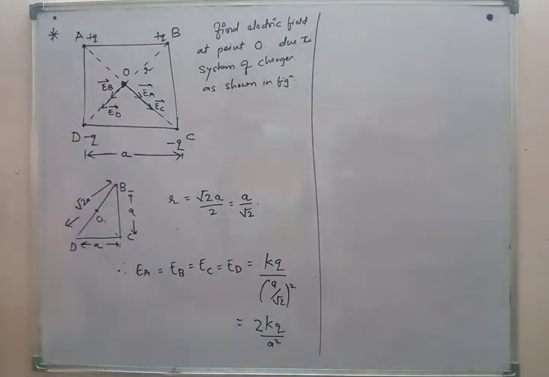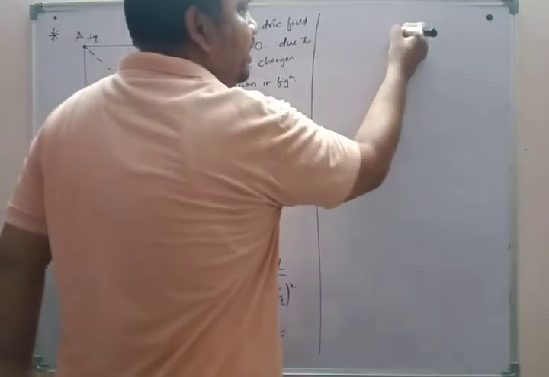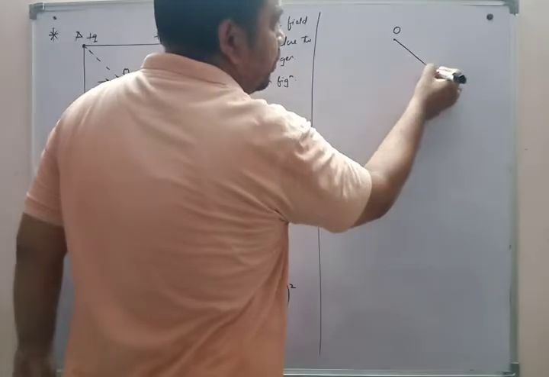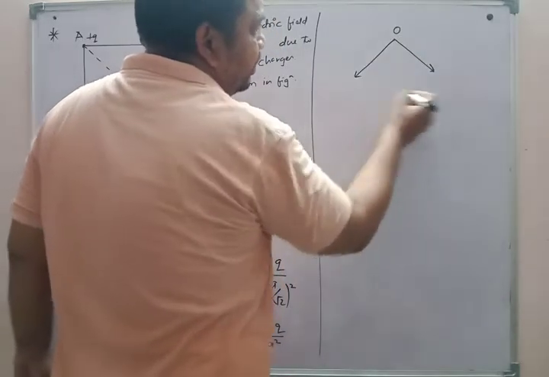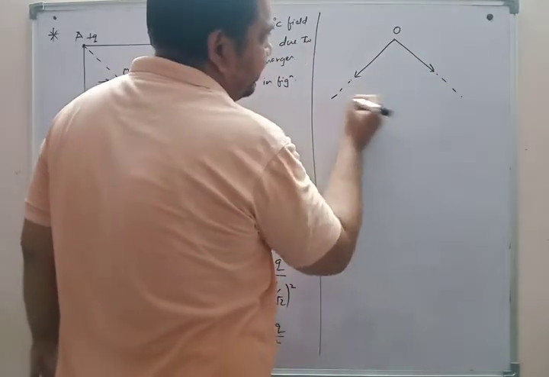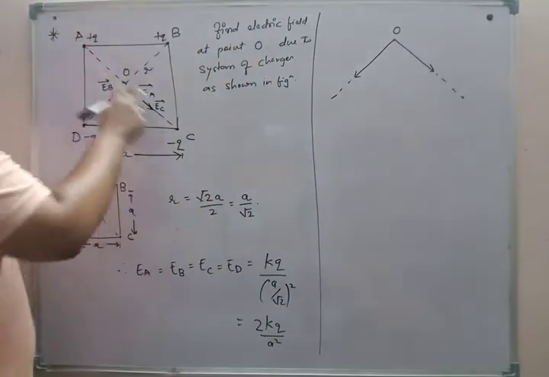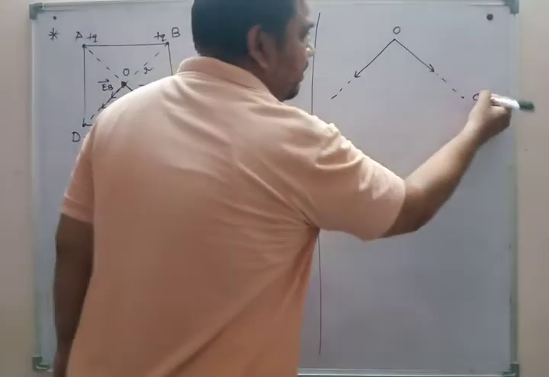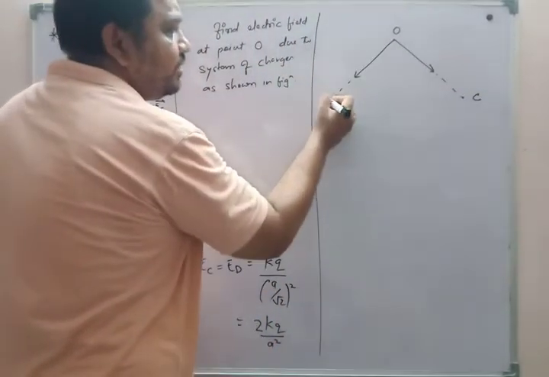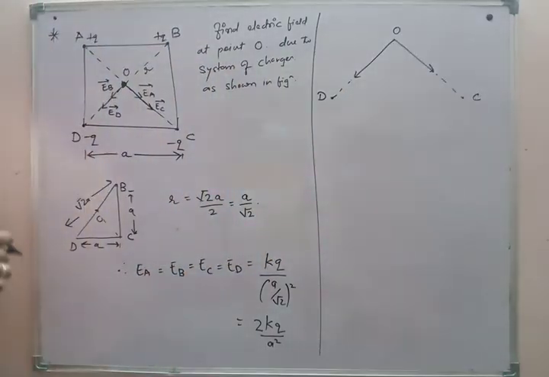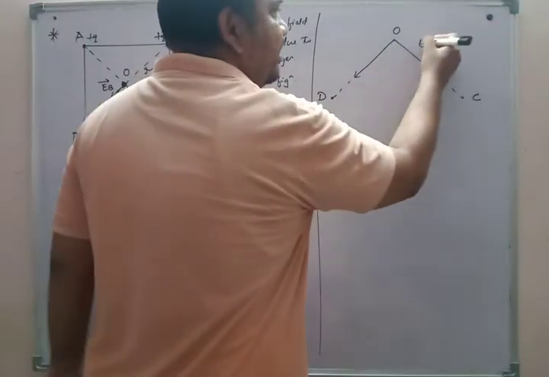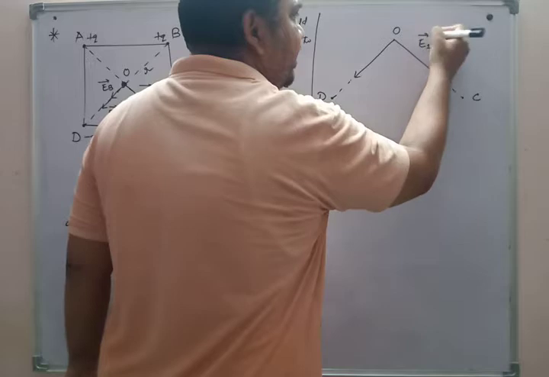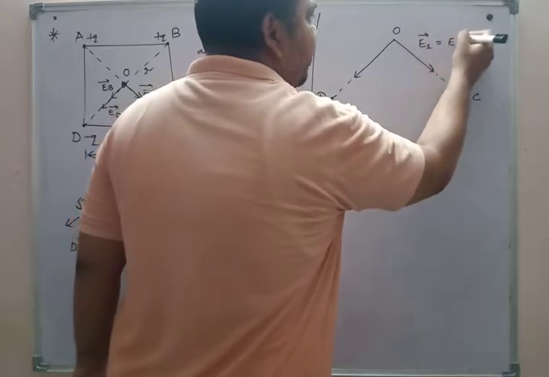Why towards that minus Q charge? Again, because it is negative charge. So finally, from this point O, we are having two electric fields. One is towards this point C, another one is towards this point D.